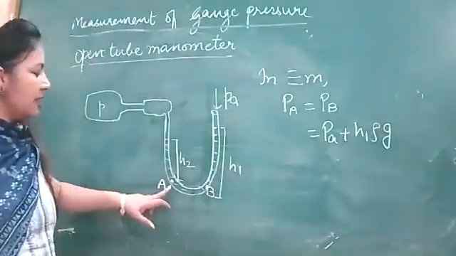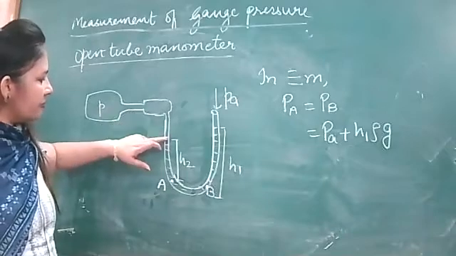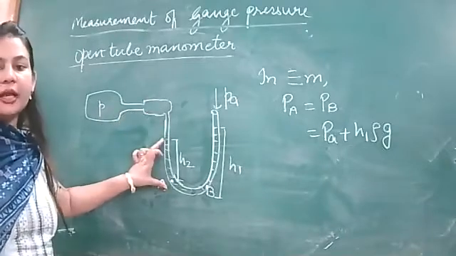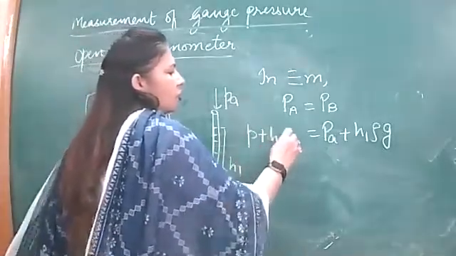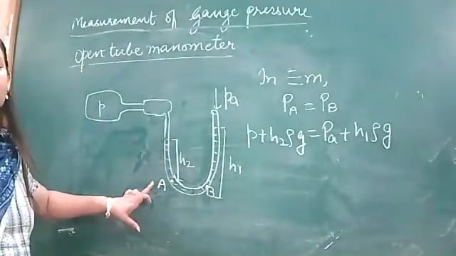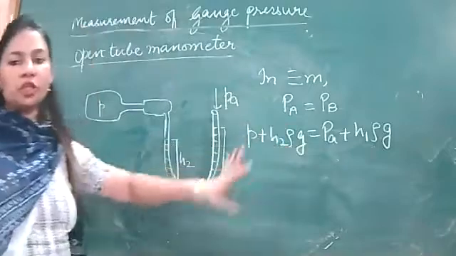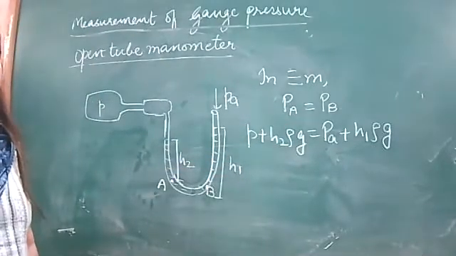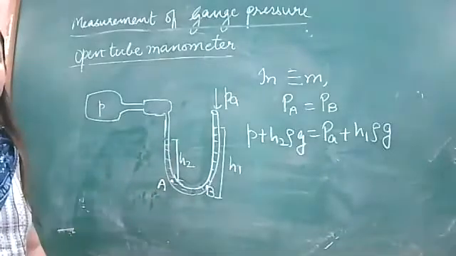Same way, how can I write pressure at point A? That is pressure existing here at the surface of this liquid, that is P, plus pressure due to this height H2. So same way I can write P plus H2 rho G. This is giving us absolute pressure at point A. And at point B, I have again written absolute pressure, total pressure existing. Is this term clear to you? This is the main thing, how we write pressure at points A and B.